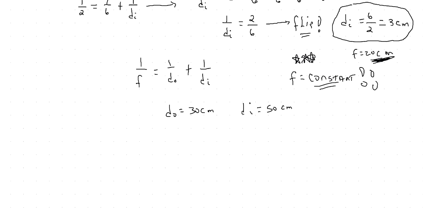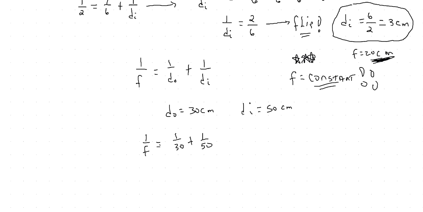Then 1 over F equals 1 over 30, 1 over DO, plus 1 over 50. Okay, and we can calculate what the focal length is, right? We could just do this math. We can find the common denominator, which is 150, and then don't forget to flip it.